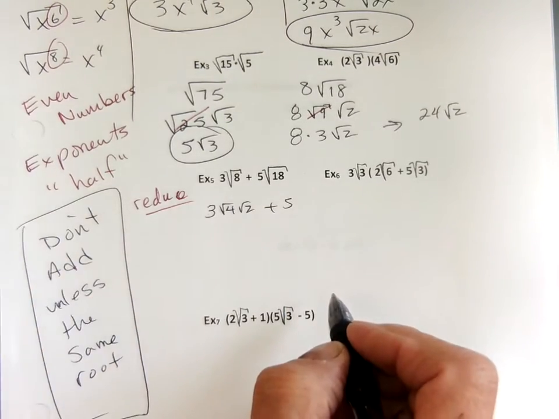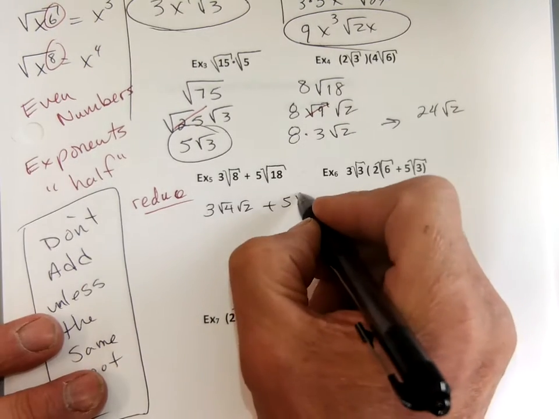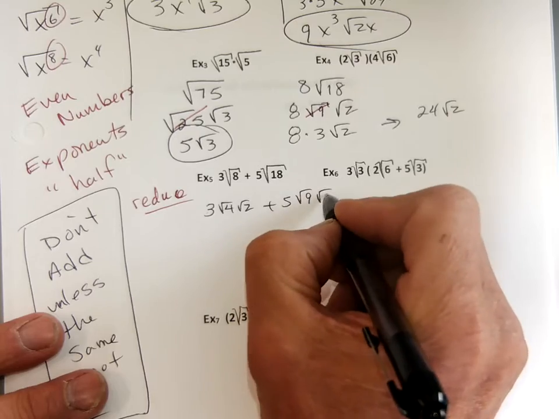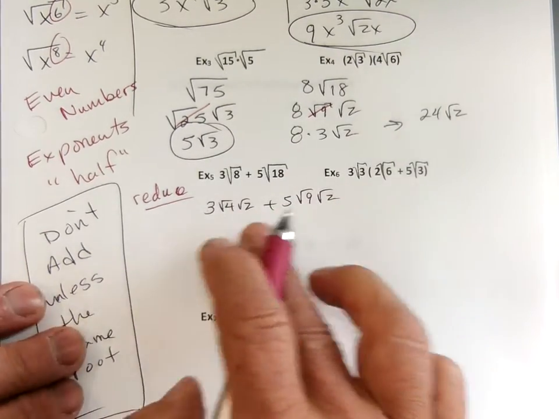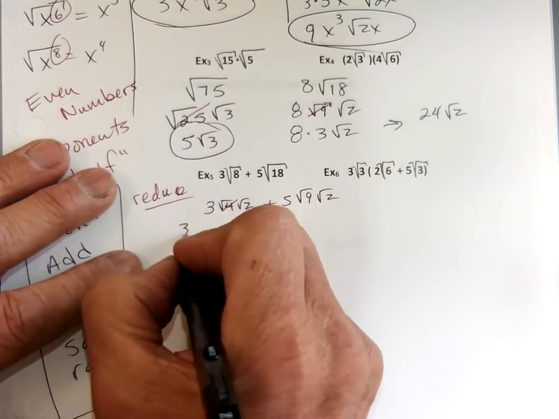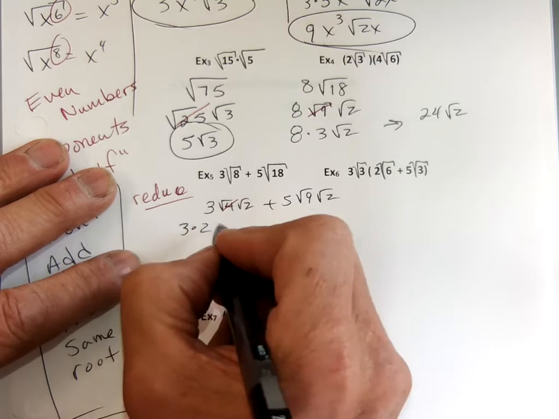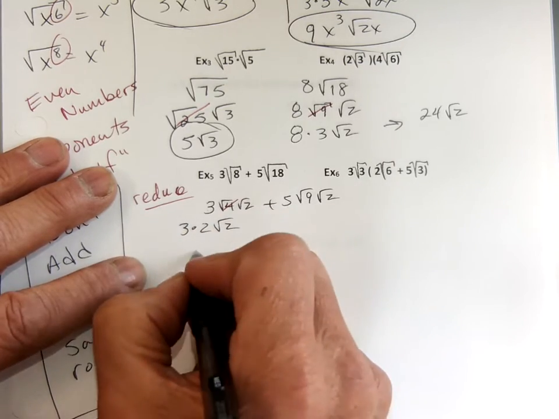Square root of 18, let's see, we've done this one before. How about square root of 9 times square root of 2, because square root of 9 is a perfect square. All right, now, let's see. I'm going to try and simplify what I have. Square root of 4 is 2, so I'll have a 3 times a 2, square root of 2. That's just 6 square root of 2, right?